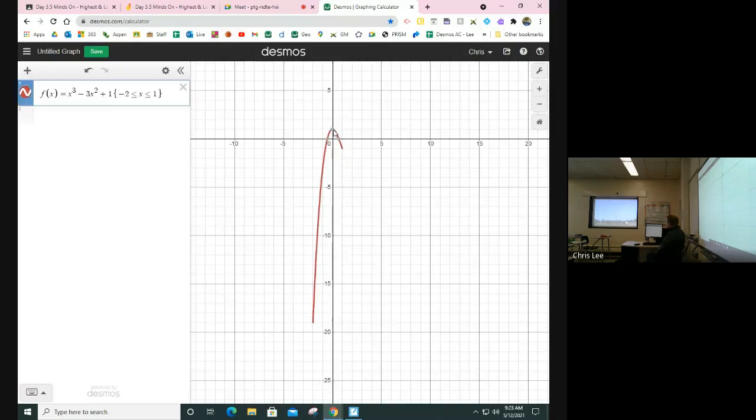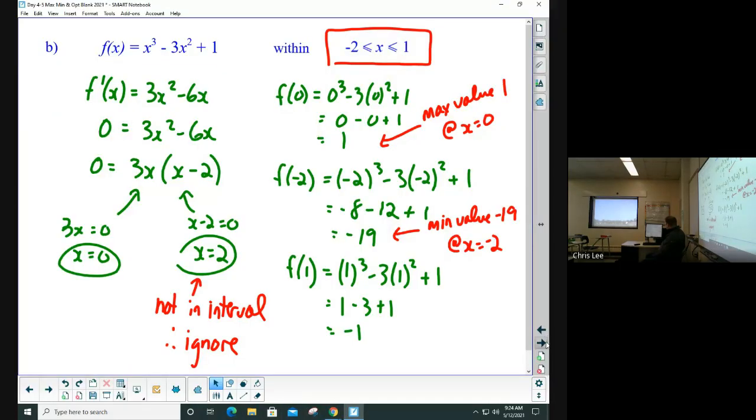And so yes, the highest or the max value within this little range is 1, which happens at 0. And then the minimum value actually ends up being way down here at -2, -19. Okay. All right.